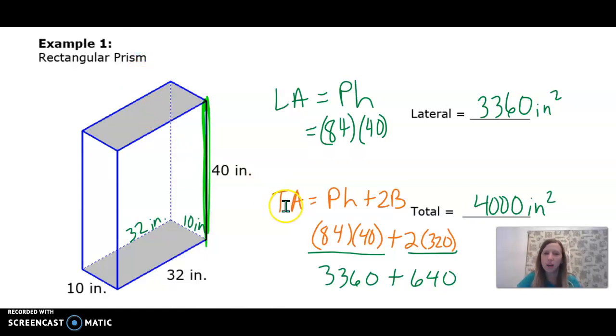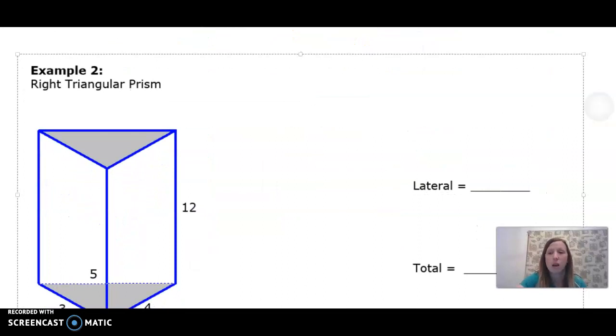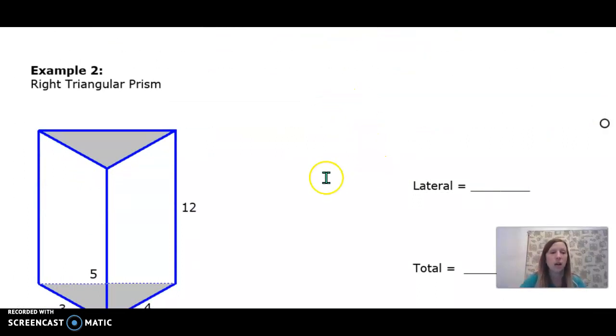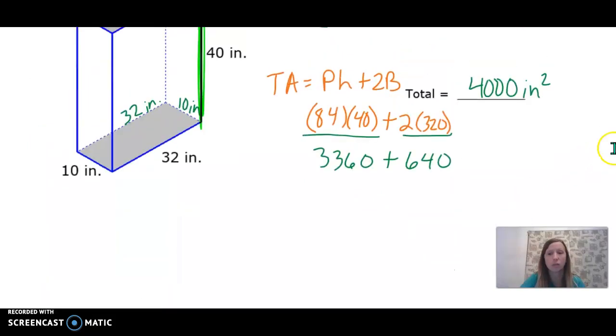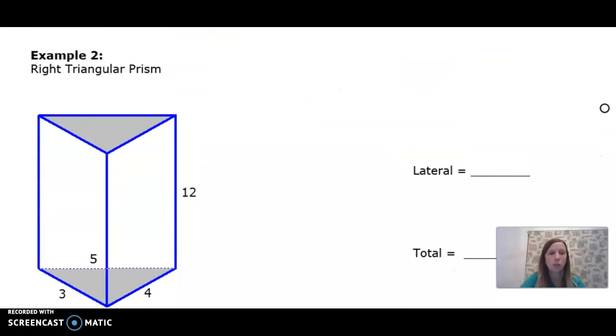That wasn't too awful, right? But you need to find the things that you know. What is the perimeter of the base? What is the area of the base? And what is the height? So let's do one more. This time we're going to look at what is the surface area of a right triangular prism. Oops, sorry about that. A right triangular prism.